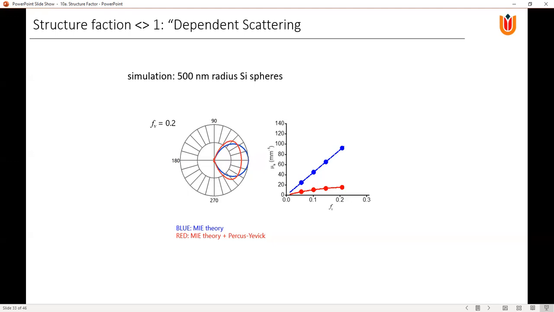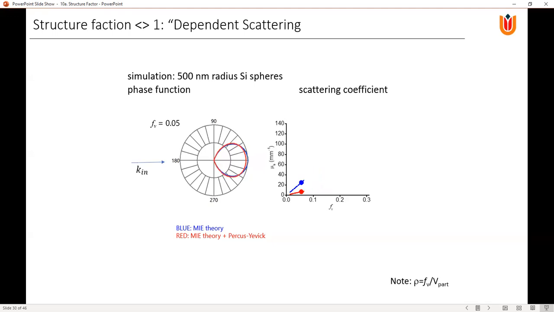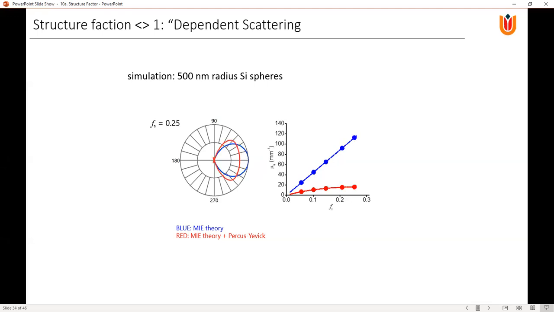I'll go through a few slides. I'll step through it again. So this is where we started. Now I'm going to again increase the volume fraction. So 0.1. Now look at the polar plot. 0.15, 0.2. I can go on. 0.3.